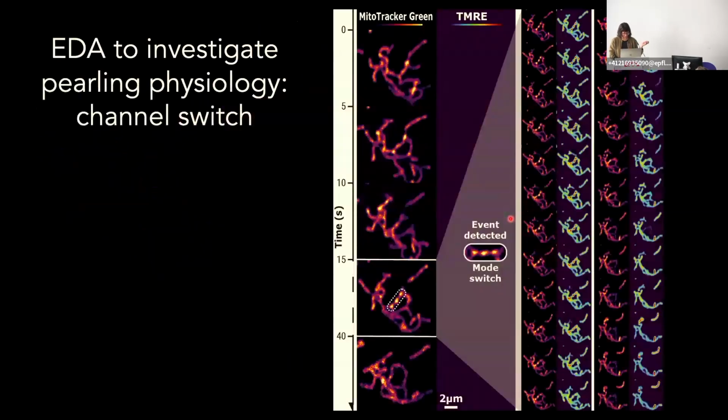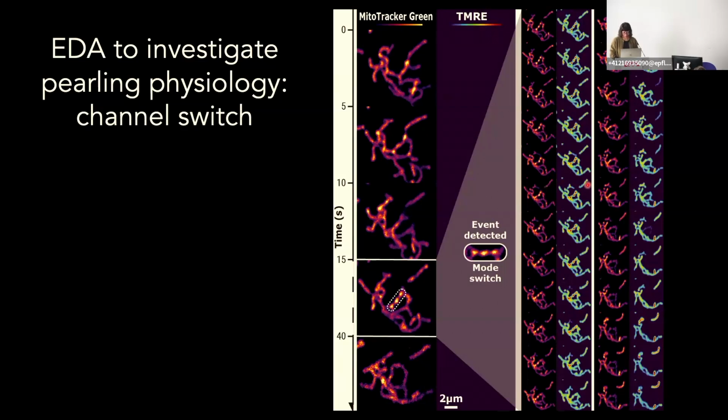What about DNA? I mentioned that this is, oh, I actually don't include that here. Well, if you're curious about seeing where the DNA goes, the DNA actually goes into the pearls. I don't know why I decided not to include that, but here I've mostly focused on the fact that you can use these event-driven acquisitions to capture this physiological data and do this switching between different fluorescence channels.